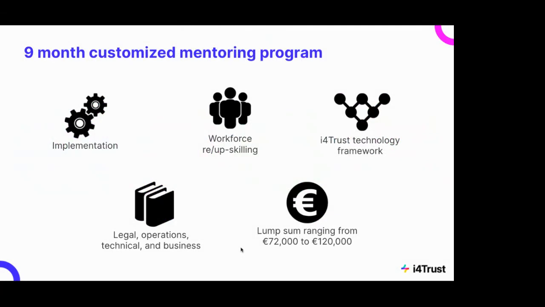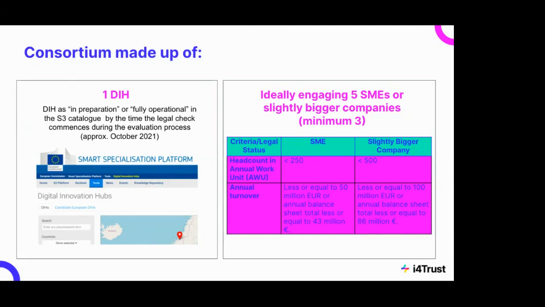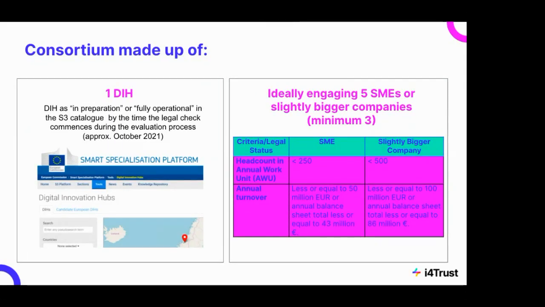The selected experiments will be part of a 9-month customized mentoring program that Rajiv will go through in detail after my presentation. We are looking for experiments proposed by a consortium. This consortium has to be made up of 1 DIH. This DIH should be validated in the S3 catalog by the time that we run the legal check, that is just after the selection day. And a minimum of three SMEs. Ideally, we would like 5 SMEs, but only 3 are mandatory.